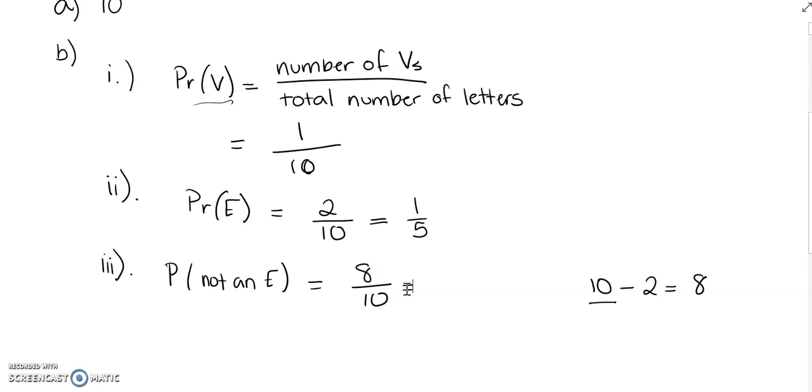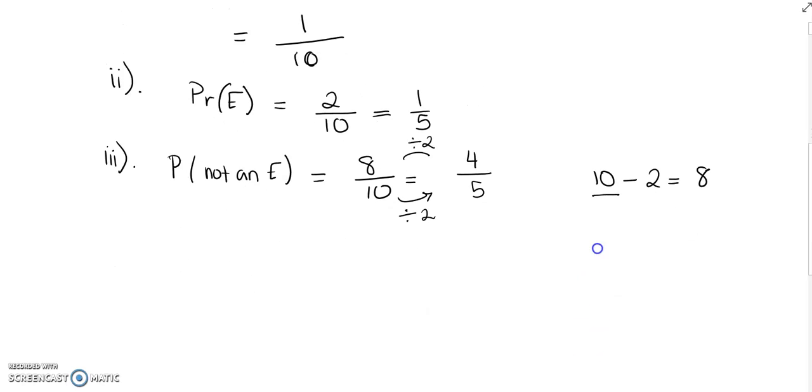So if I have 8 over 10, I'll do it the long way for you guys. I can divide by 2, top and bottom. That is the easiest way to go. If I divide 8 by 2, then I have 4. And if I divide 10 by 2, then I have 5. So my simpler fraction is 4/5.